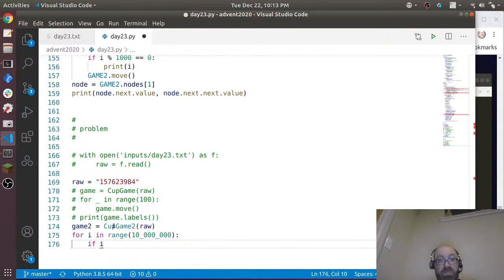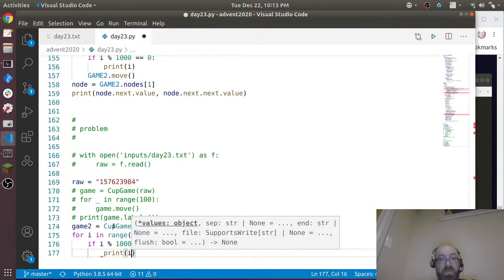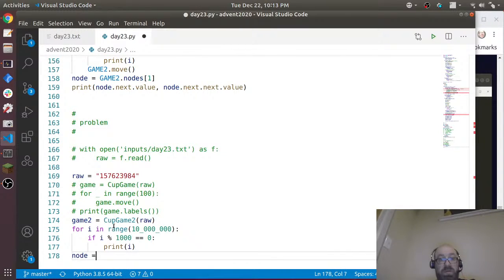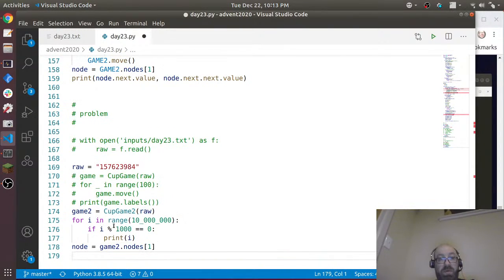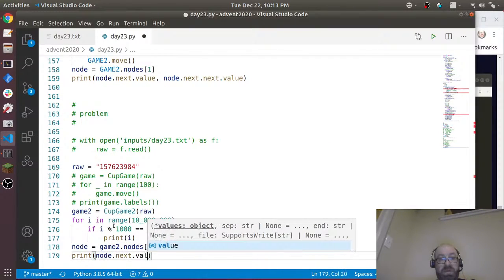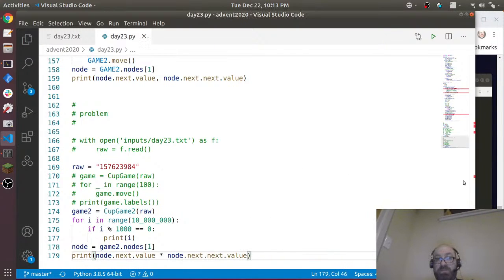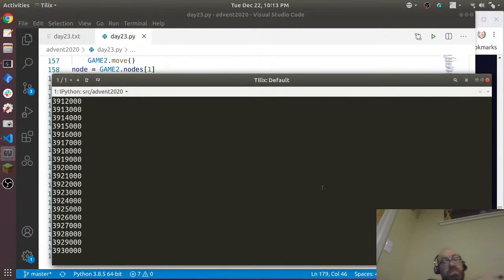If I mod 1000 equals 0, print I, and then node equals game2.nodes[1], print node.next.value times node.next.next.value. Just thinking real hard. There's probably some kind of optimization I could have done. But I think this will probably work.